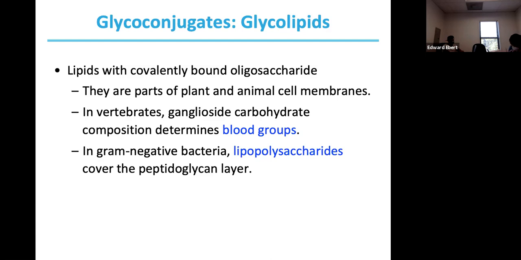So for vertebrates, the ganglioside composition determines our blood groups. Okay, so kind of what I was talking about before, but we'll take a peek at that. And in bacteria, we can have our lipopolysaccharides that will cover the peptidoglycan layer. So it's basically another blanket over top of that. Basically, the gram stain can't hit the peptidoglycan layer because that lipopolysaccharide protects it.